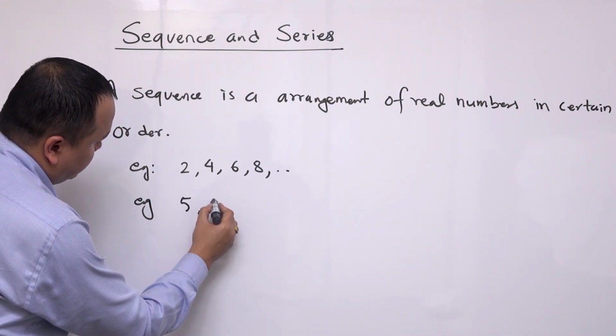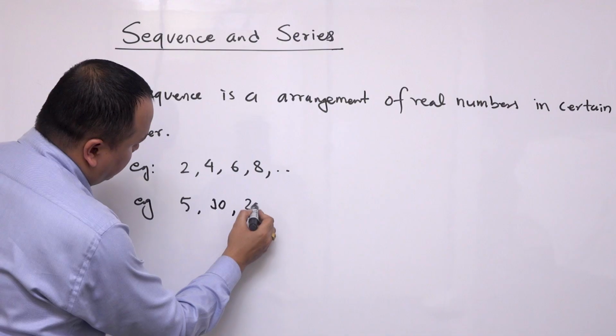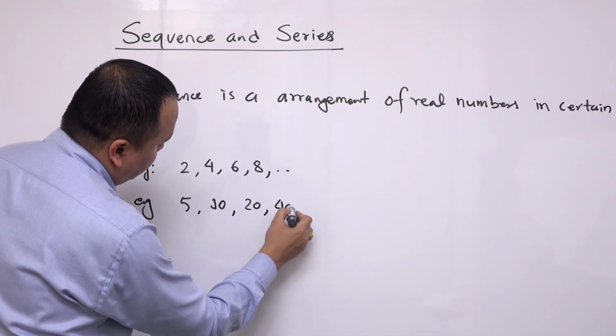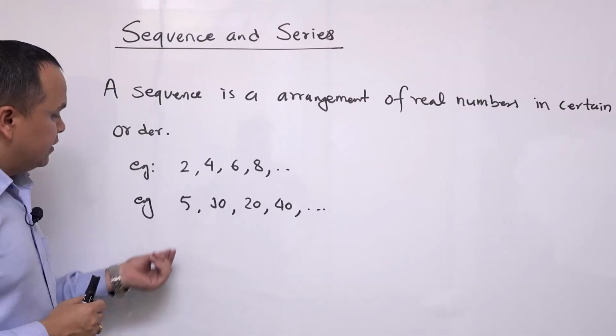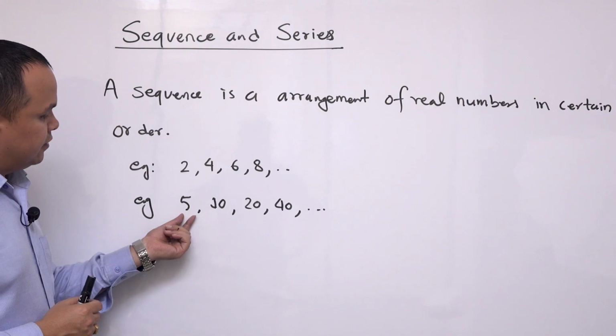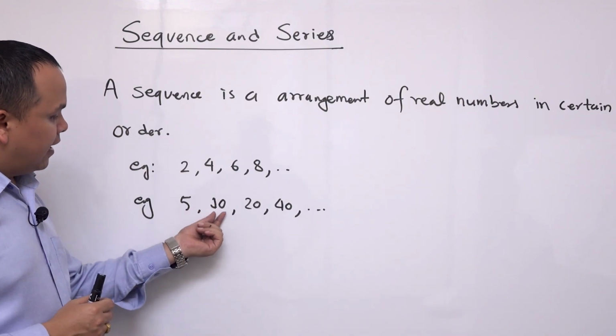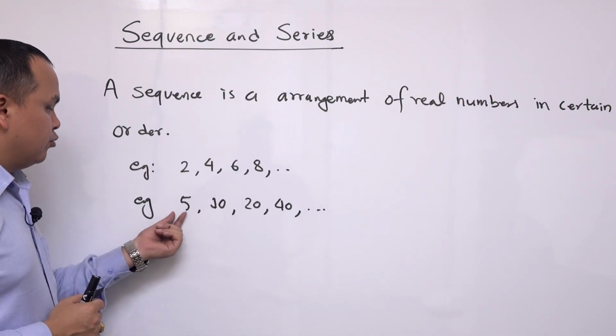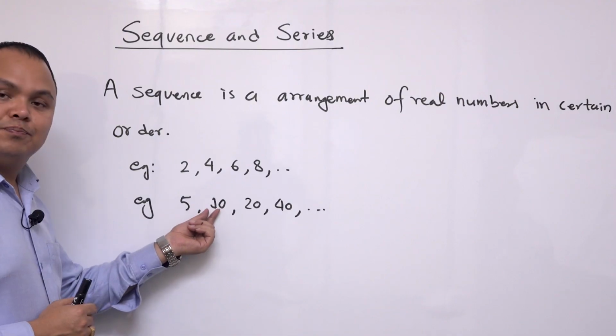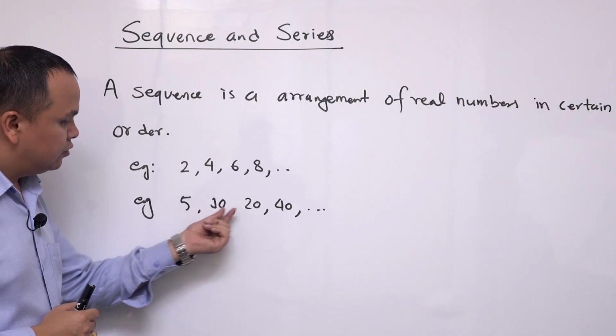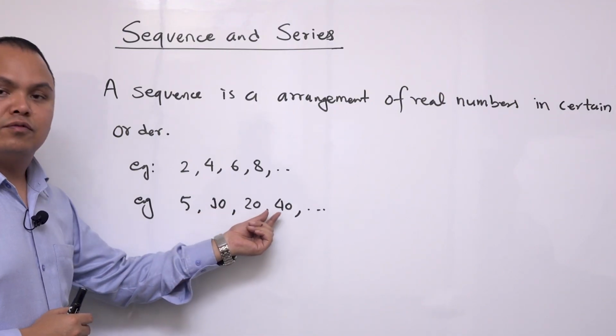Similarly, 5, 10, 20, 40, and so on. In a similar way, here the numbers are 2 times the preceding one. 5 into 2, 10, 10 into 2, 20, 20 into 2, 40.